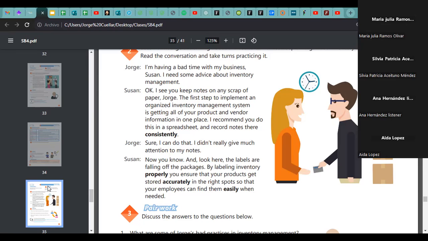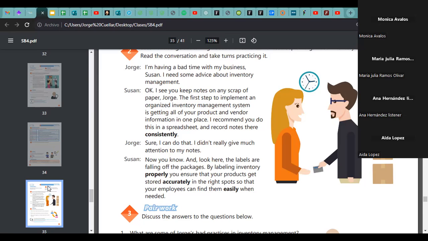Okay. I'm having a bad time. Okay, I see you keep notes on any scrap of paper, Jorge. The first step to implement an organized inventory management system is getting all of your broken inventory information in one place. I recommend you do this in a spreadsheet and record notes there consistently.